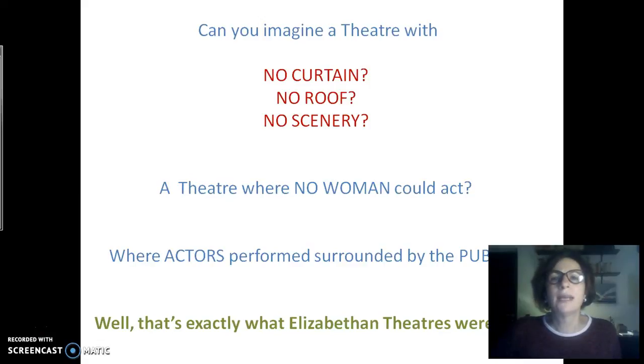First of all, can you imagine a theatre with no curtain, no roof, no scenery at all? A theatre where no woman could act, where actors performed surrounded by the public on three sides, completely different from modern theatre, where the public is separated from the stage, where the actors can have a look on their public from a distance without having a direct contact with them. Well, that's exactly what Elizabethan theatres were like.